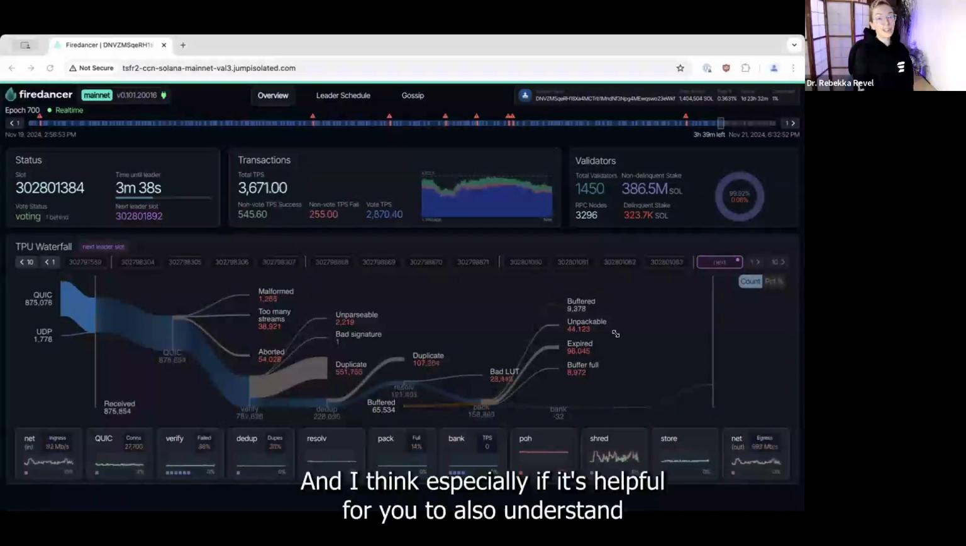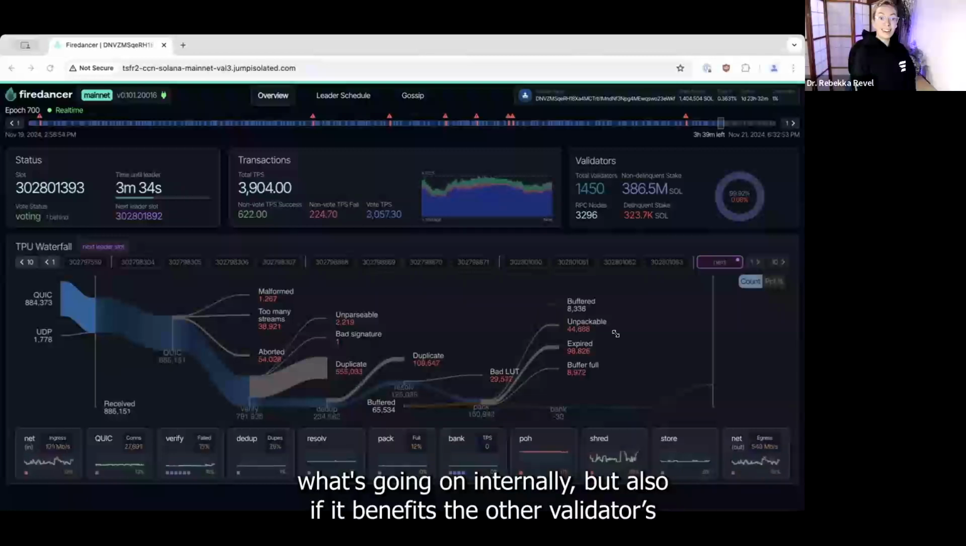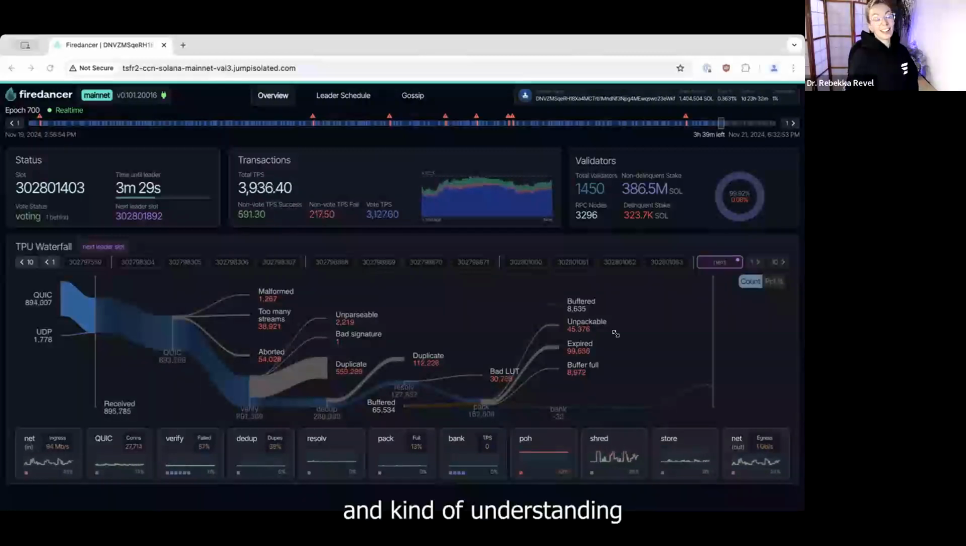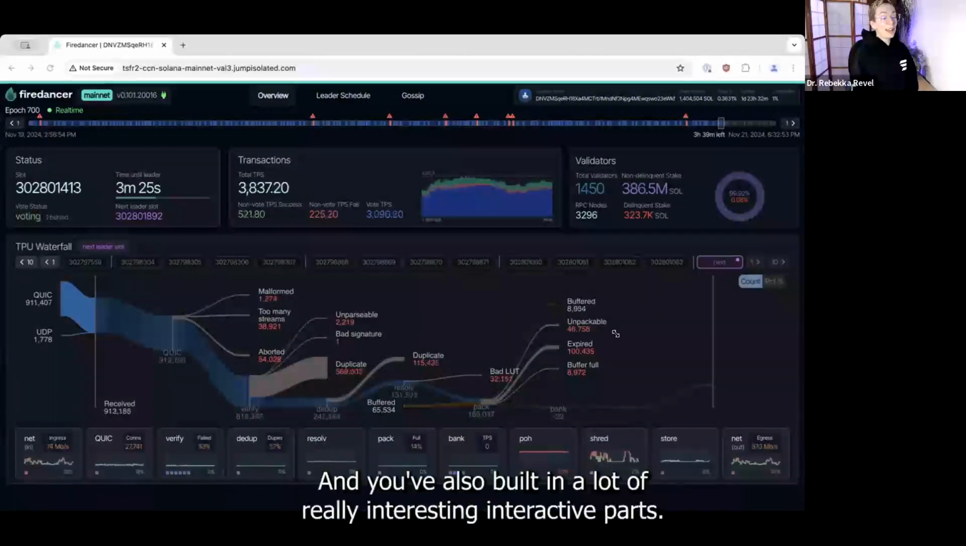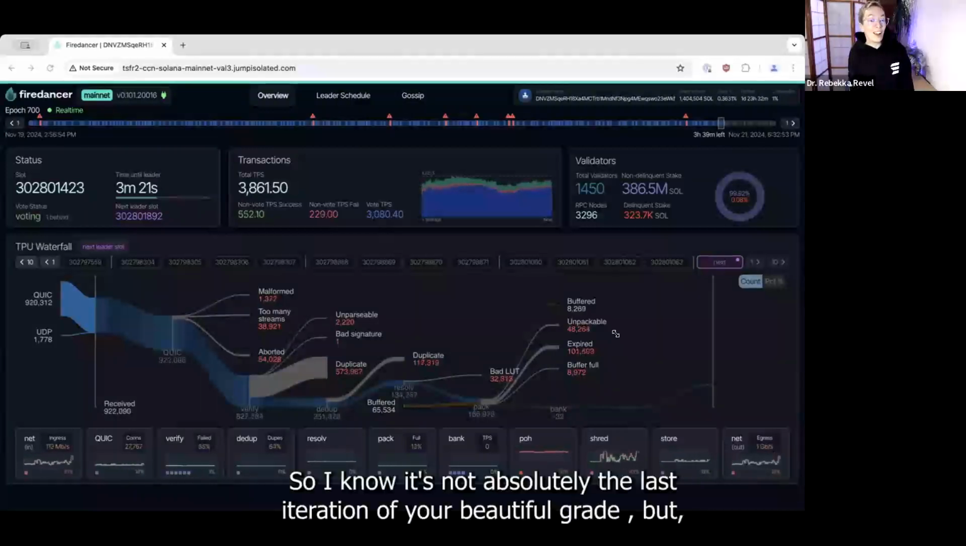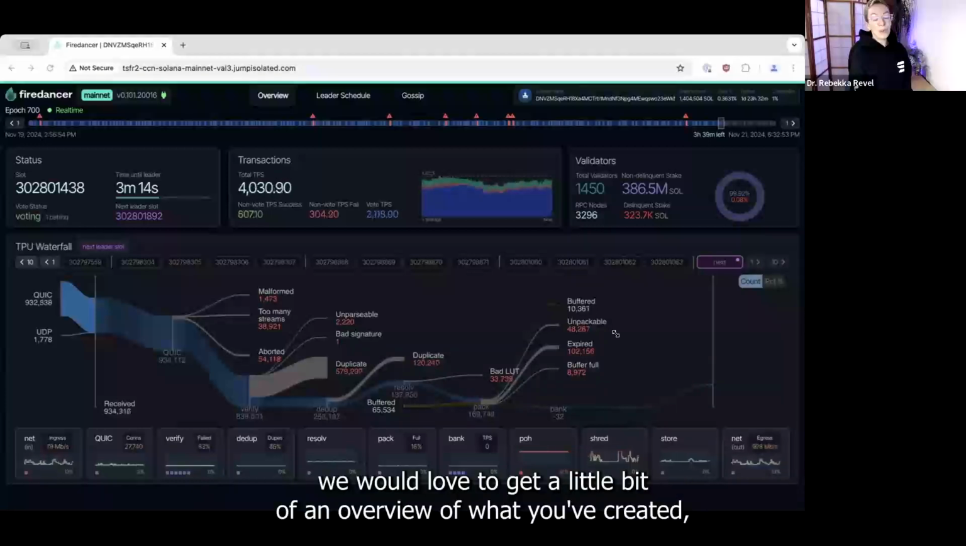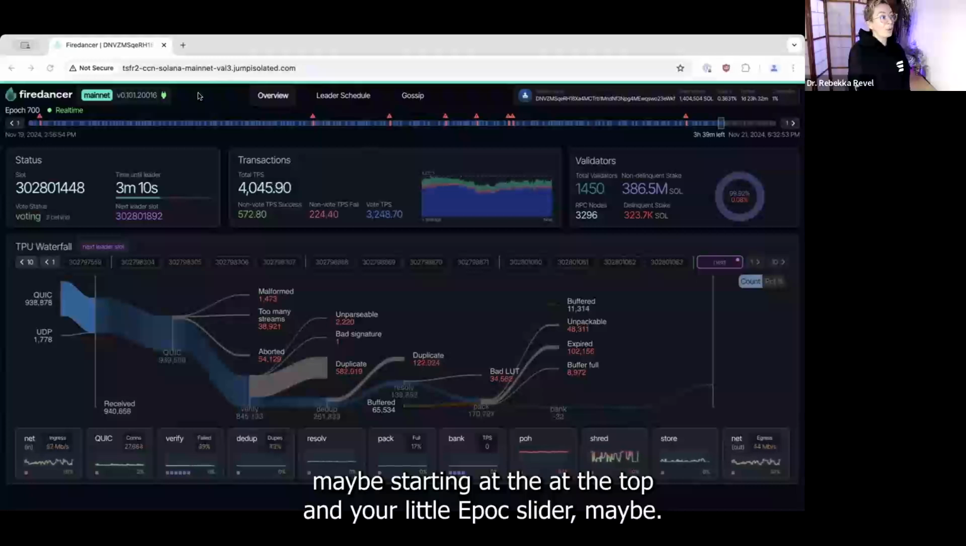Yeah, amazing. And I think especially if it's helpful for you to understand what's going on internally, but also if it benefits the other validators in understanding what's going on behind the scenes in a very helpful visual way. And you've also built in a lot of really interesting interactive parts. So I know it's not absolutely the last iteration of your beautiful GUI, but we would love to get a little bit of an overview of what you've created. Maybe starting at the top and your little epoch slider, maybe.